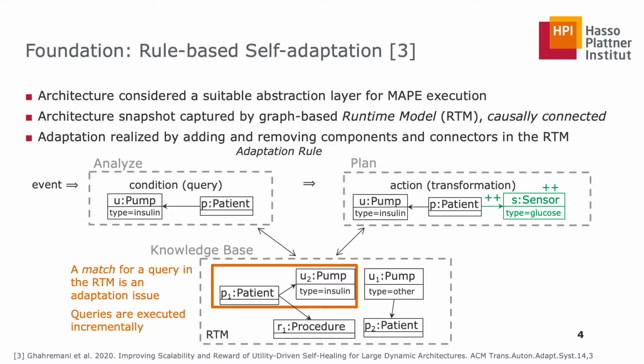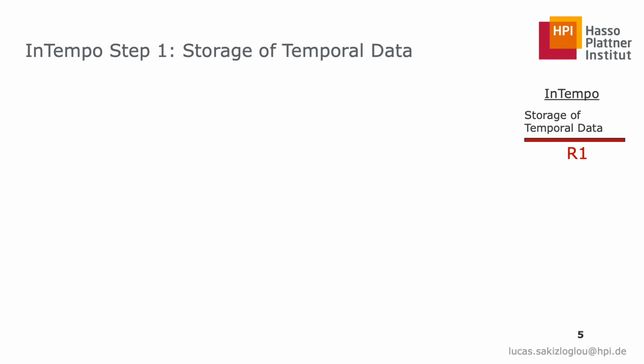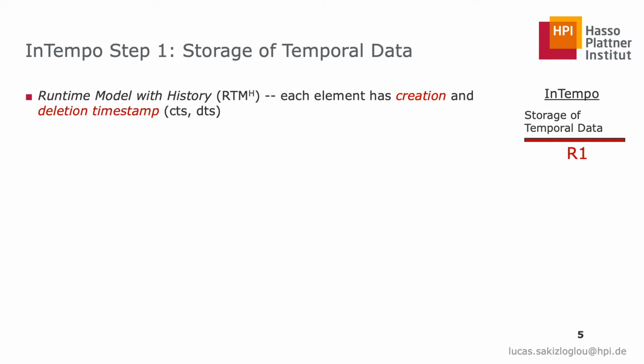Queries are executed incrementally in that in each run of the MAPE loop only new matches are found. Handling history is a particular challenge for analysis, that is the queries, which is where we focus in our work. We now present the in-tempo querying scheme, specifically step 1, which is about the storage of temporal data, which is also the first requirement of our research objective.